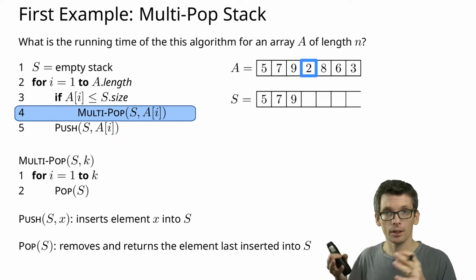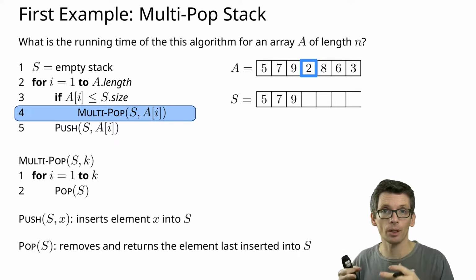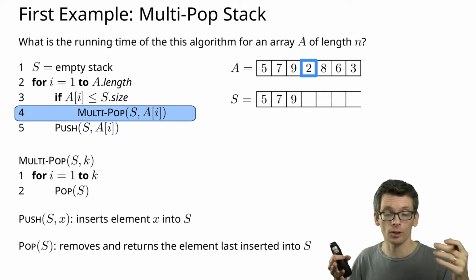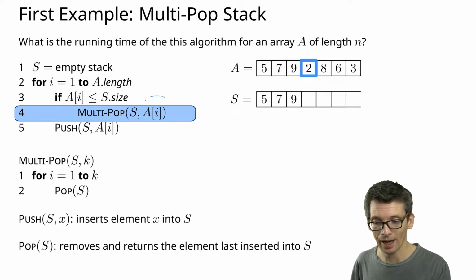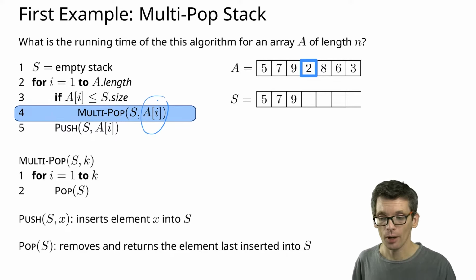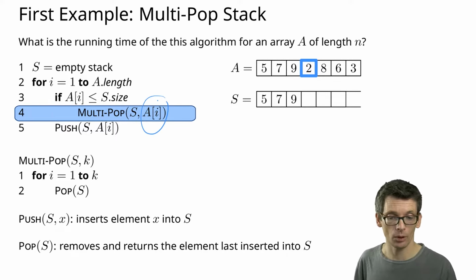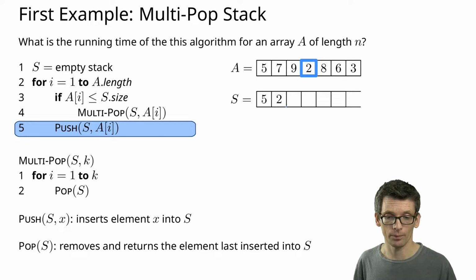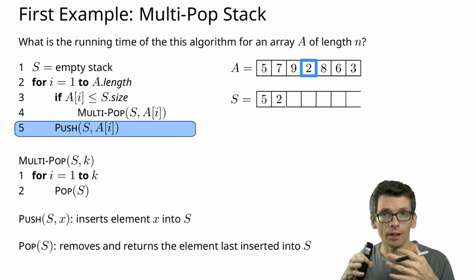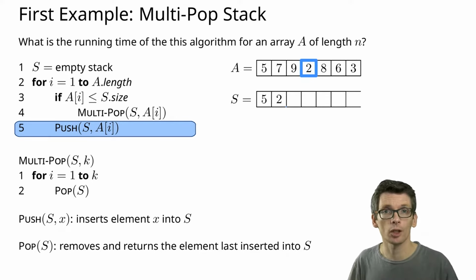And pop for a stack means that we're removing the element that was last added. So in this case we do multipop with A_i. A_i is 2, so that means we pop 2 elements. We're going to pop the 9, and we're going to pop the 7. And then we insert the 2. And this algorithm doesn't have any purpose. It's just an illustration of this use of multipop.